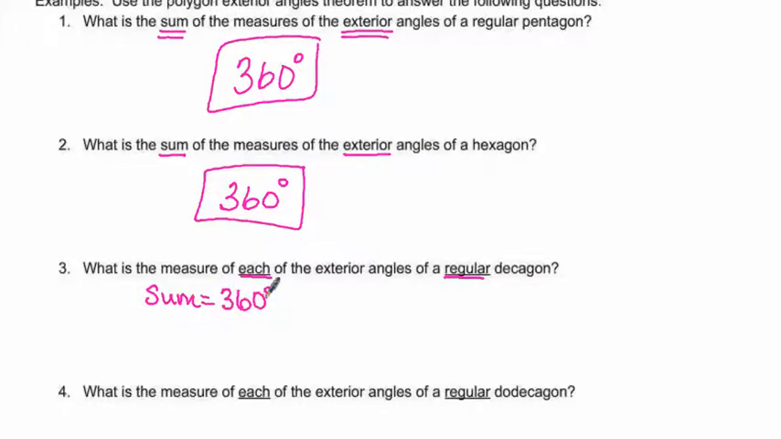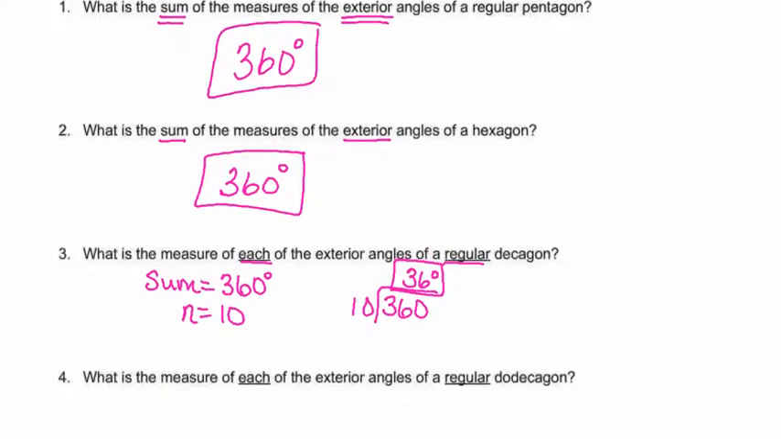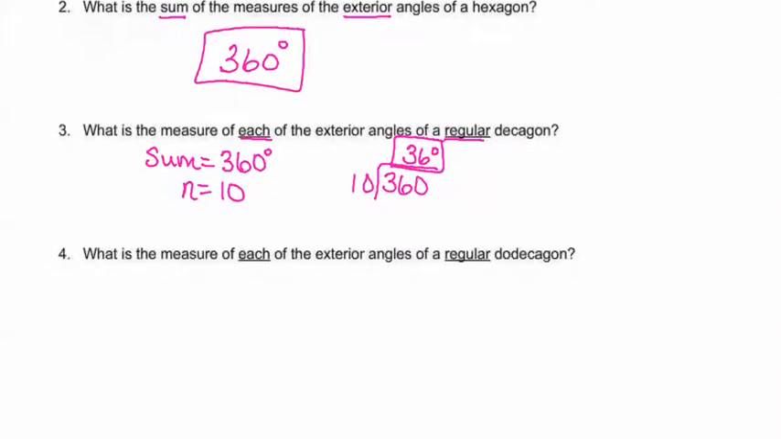Here we're working with a decagon, so n must be 10. So I want to find the measure of each exterior angle. I simply take 360 divided by 10. And we get 36 degrees. So each exterior angle of a regular decagon is 36 degrees. Can't find the measure of each angle unless you know the polygon is regular.